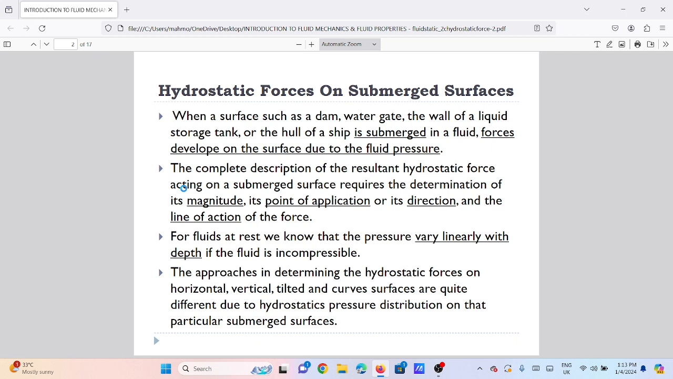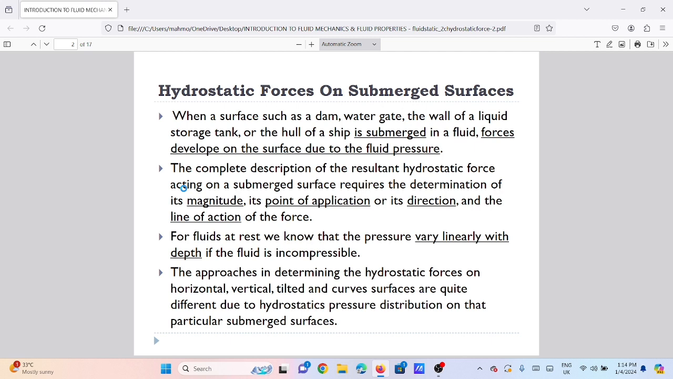When a surface such as a dam, water gate, the wall of a liquid storage tank, or the whole of a ship is submerged in the fluid, forces develop on the surface due to the fluid pressure. The complete description of the resultant hydrostatic force acting on the submerged surface requires the determination of its magnitude, its point of application or its direction, and the line of action of the force.